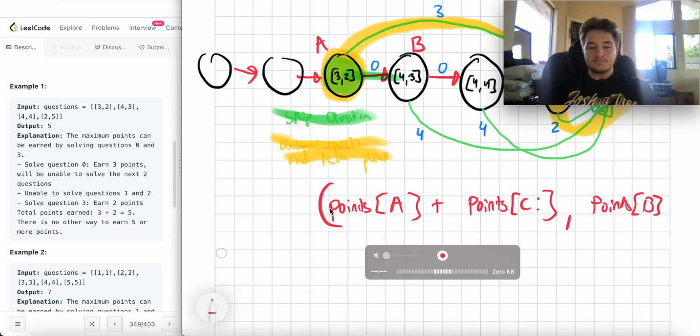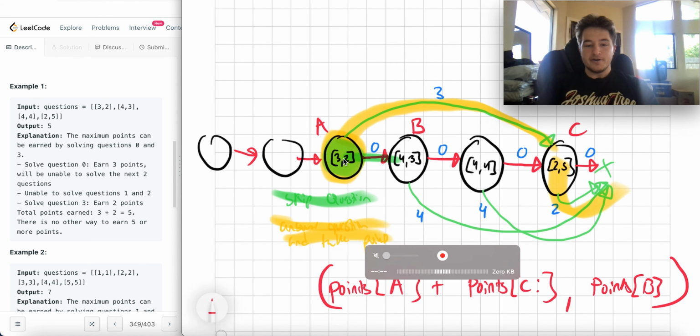I can either take the points from A and C, which means I take the points from here, and then I get whatever's the best remaining from this point onwards. Or I skip this question and I take the points from B, and whatever the best thing to do from B onwards is.